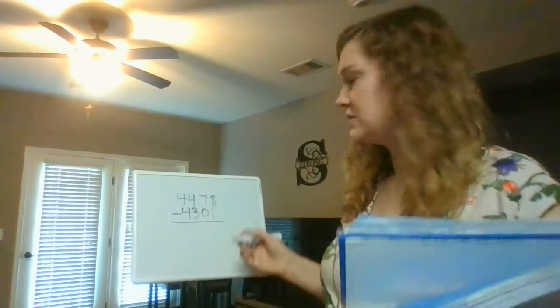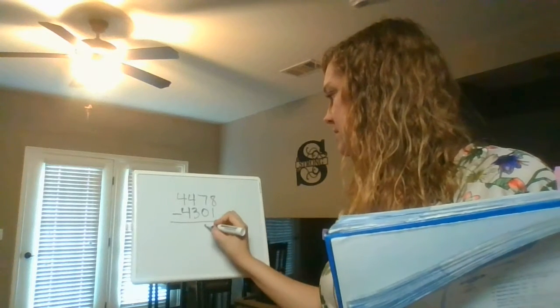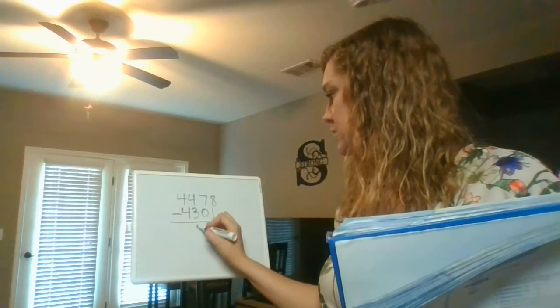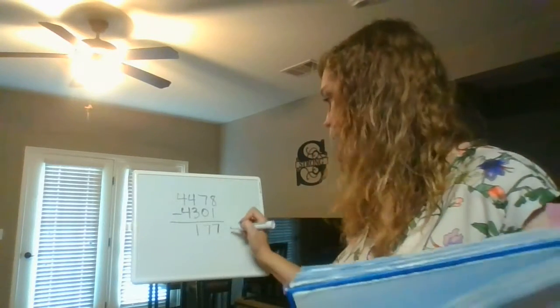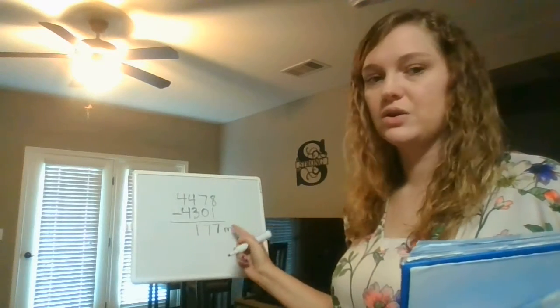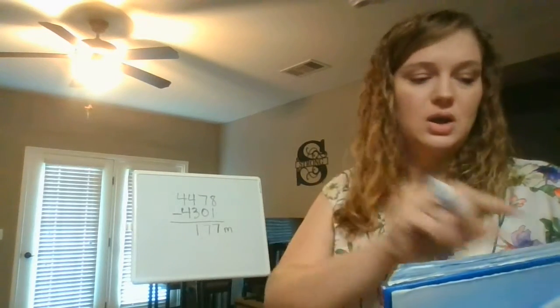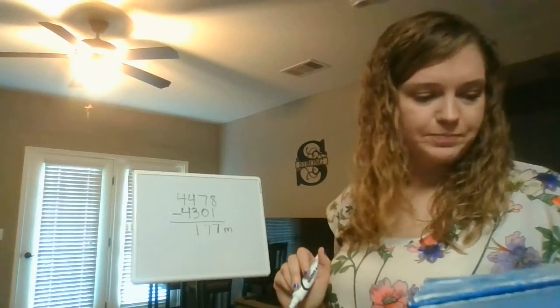And then obviously we subtract 8 minus 1, 7. 7 minus 0, 7. 4 minus 3 is 1. And of course this is meters, so we have to label it. And you can just label M for meter. So it's 177 meters taller. So the Matterhorn is 177 meters taller than Pikes Peak.